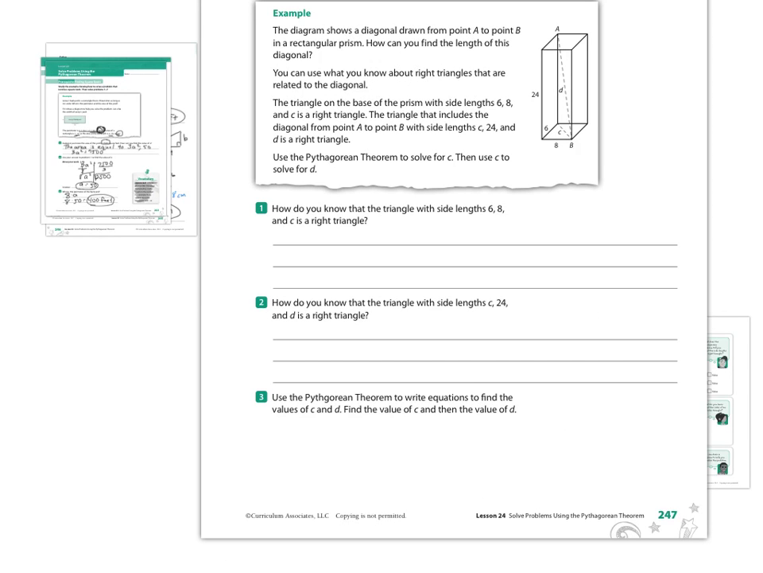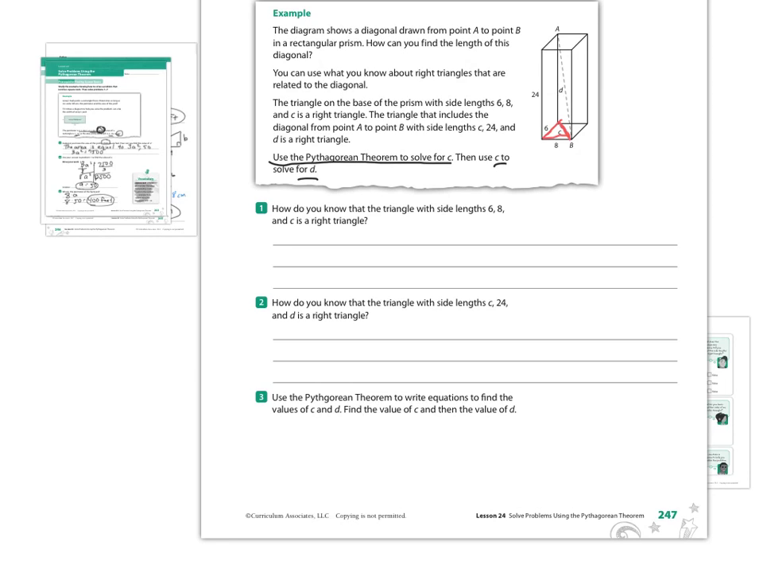Okay, page 247 shows us in the diagram a rectangular prism, and we see some sides that are labeled. Directions are going to say use the Pythagorean theorem to solve for C, then use C to solve for D. First off, number 1 says, how do you know that the triangle with side lengths 6, 8, and C, and I'm going to trace that triangle to the best of my ability, does not look like a right triangle based on the diagram? But we have to use the definition of a rectangular prism to answer number 1.